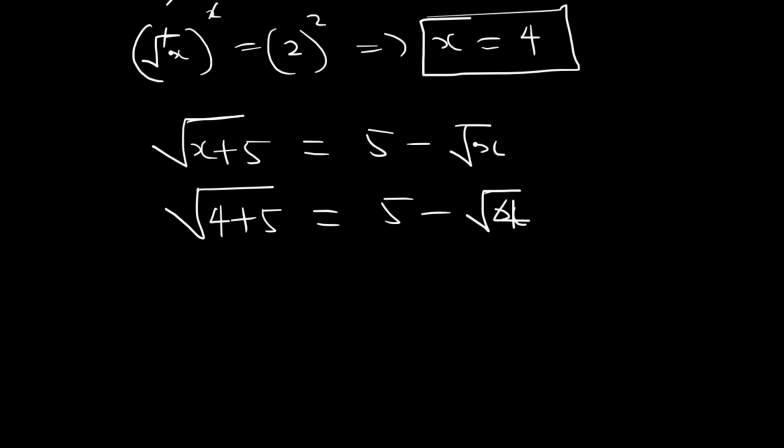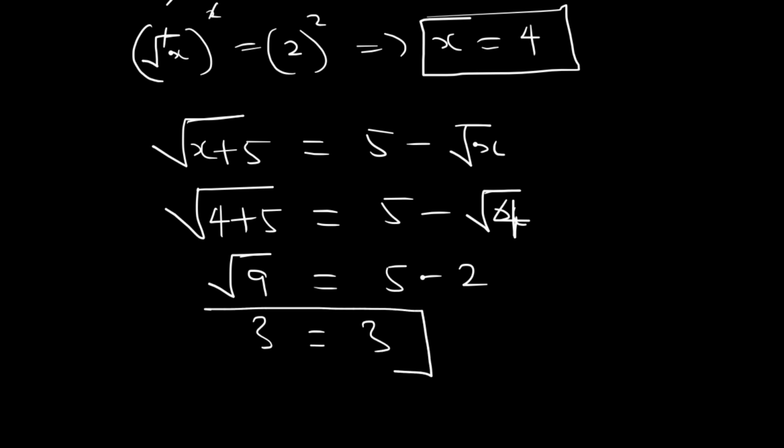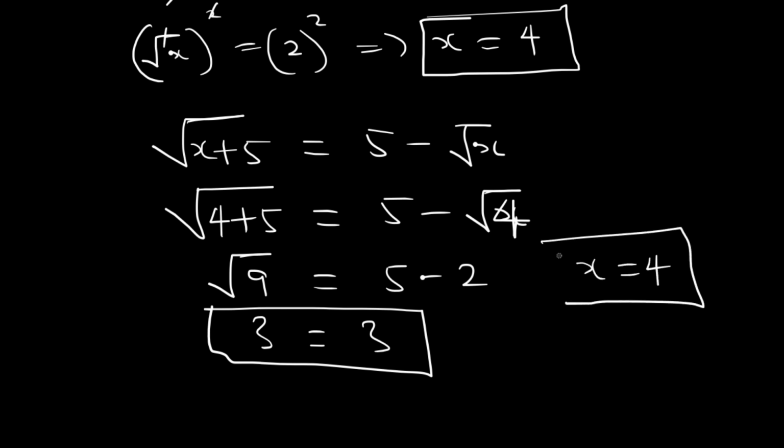So this is 4 plus 5, so here we have square root of 9 is equal to 5 minus square root of 4, which is 2. So here now, square root of 9 is 3 and 5 minus 2 is 3. So our answer is correct. x equal to 4 is the correct answer to this problem.